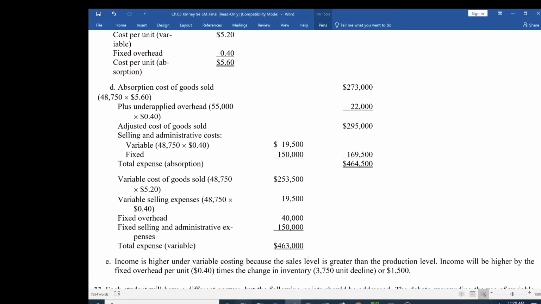Not a lot of difference though, is there? In this situation, only 1,500. Income is higher under variable costing because the sales level is greater than the production level. Income will be higher by the fixed overhead of 40 cents times a change in inventory of 3,750 units. If you multiply 40 cents times 3,750, you'll get $1,500, which is the difference between the two methods. You can calculate the difference in having your fixed overhead tied up in inventory.